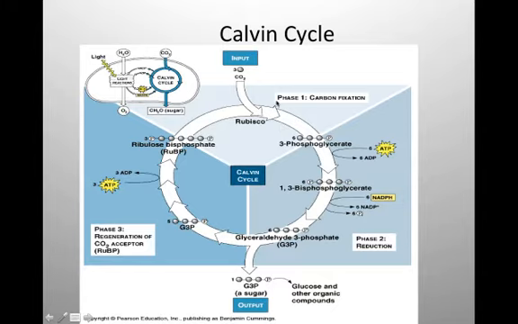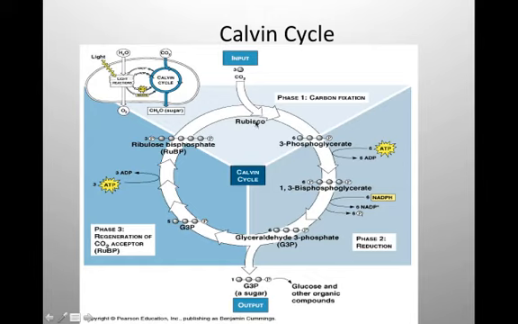Now what happens here in the carbon fixation process is that RuBisCo, which is an enzyme, binds to carbon dioxides, multiple of them, and puts the carbons onto already existing ribulose bisphosphates, also known as RuBP.